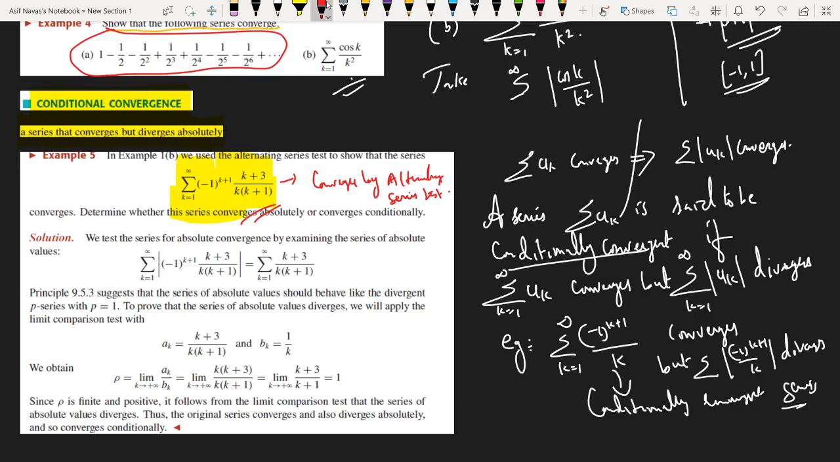Now we will test its absolute convergence. I'm taking the absolute value, sigma k equal to 1 to infinity mod of minus 1 power k plus 1, times k plus 3 divided by k into k plus 1. So this is actually equal to sigma k equal to 1 to infinity k plus 3 divided by k into k plus 1. Now we want to prove that this series is divergent. This suggests the series of absolute values should behave like a divergent series.